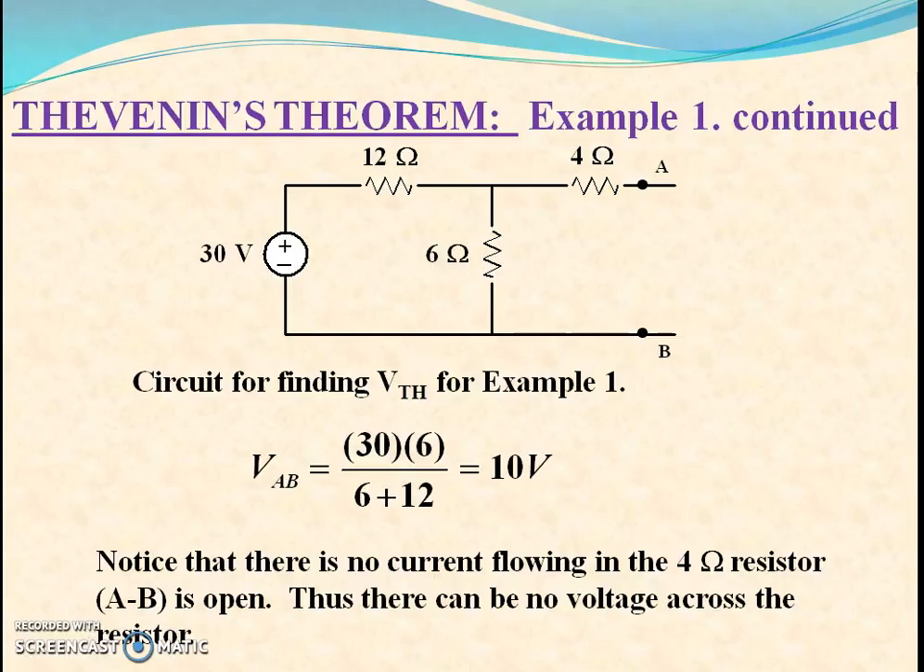Once we do that, we are going to find the open circuit voltage across A and B, which is simple. It is shown: VAB is equal to 30 into 6 divided by 6 plus 12. How is it? It is the voltage across the 6 ohm resistor, since the 4 ohm becomes a redundant resistor.